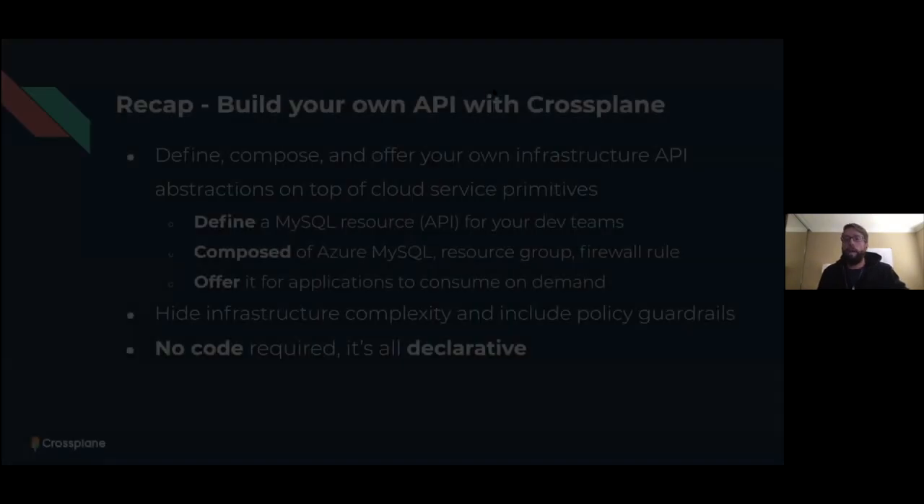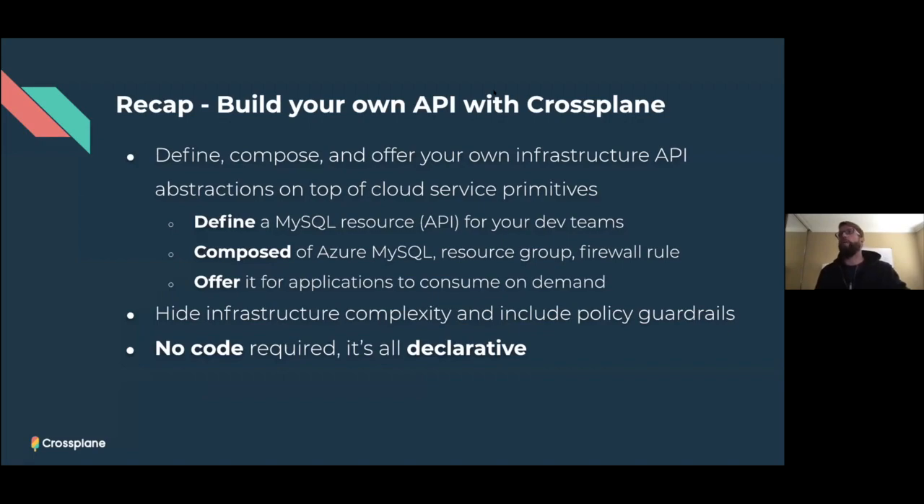So a quick bit of background here again. To recap, Nick earlier talked about how you can build your own API with Crossplane, and we're just going to revisit that real quick. Basically, you can define and compose your own infrastructure APIs as an abstraction on top of lower level cloud service primitives. For example, like a MySQL service, you want a MySQL API for your application teams. You want them to be able to create a MySQL database on demand when they want it, right?